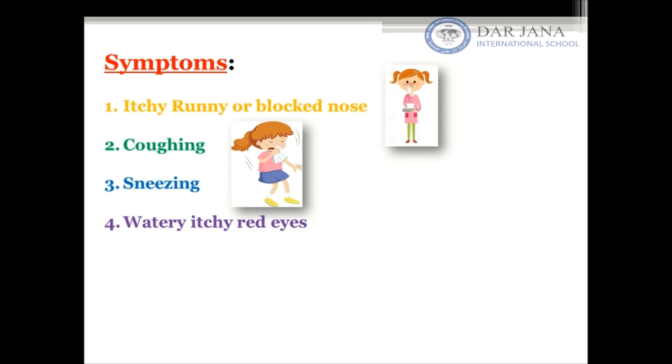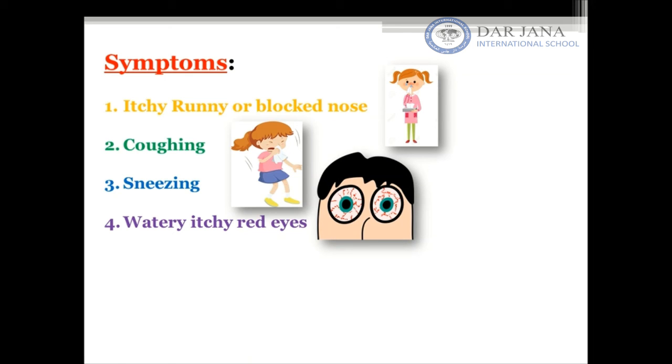For example, if you smell a flower, some of the pollen, and we studied that pollen is a yellow powder, some of the pollen will come inside your nose or eyes, and this will make you cough, sneeze, and you will have itchy red eyes, and they are watery. You will have a lot of tears, okay, as in this picture.